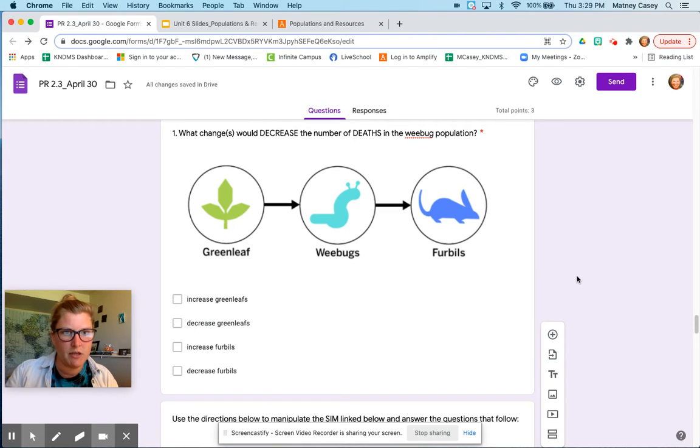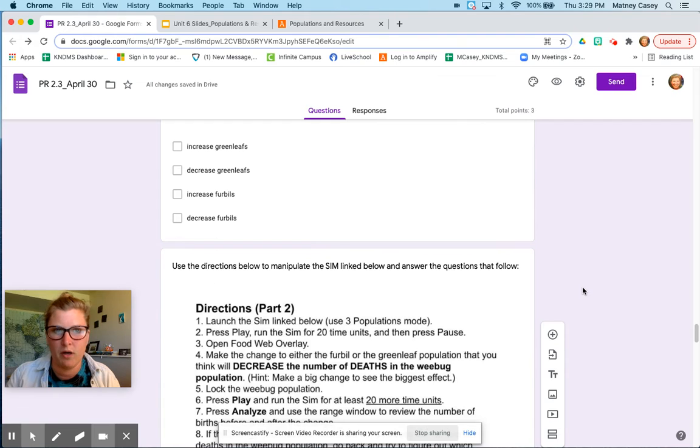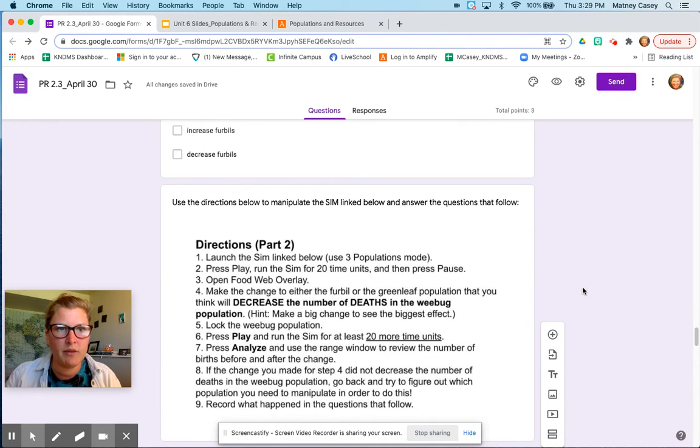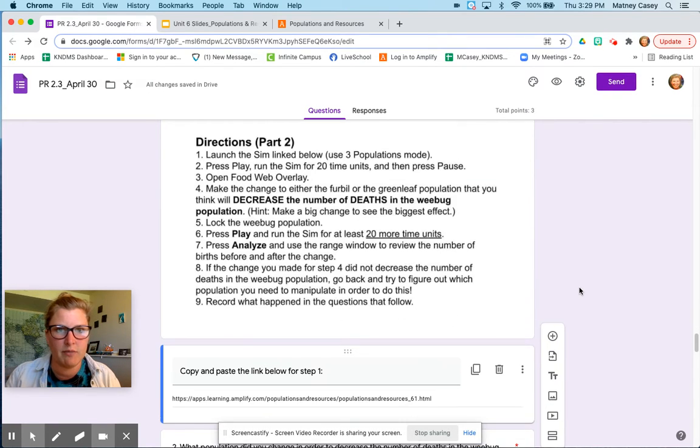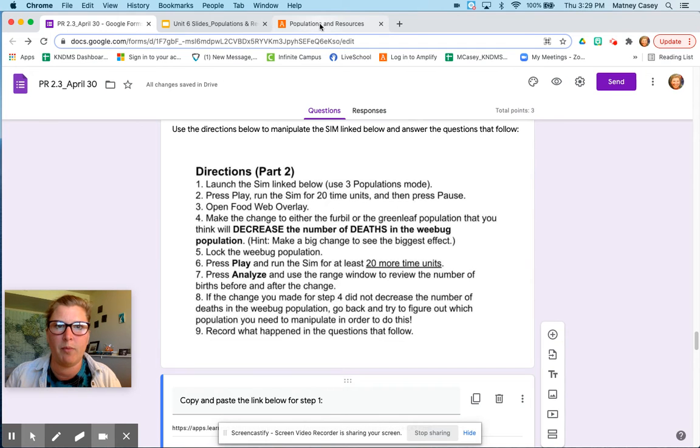What changes would decrease the number of deaths in this simulated ecosystem to the wee bug population? We're trying to decrease the number of deaths of wee bugs. So you should have made a prediction here. If not, pause and go ahead and do that. It might be more than one option. And then you're following these directions. We're trying to decrease the number of deaths in the wee bug population.